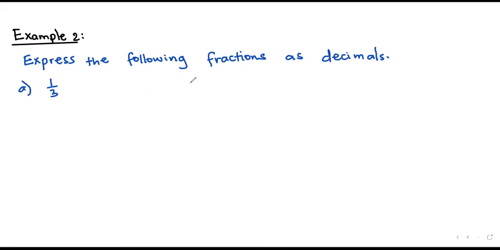Let's have B as 2 out of 3, and let's have C as 8 out of 11. So we are going to change these fractions and write them as decimal numbers, like what we did in example number 1. Okay, so let's have our solution.